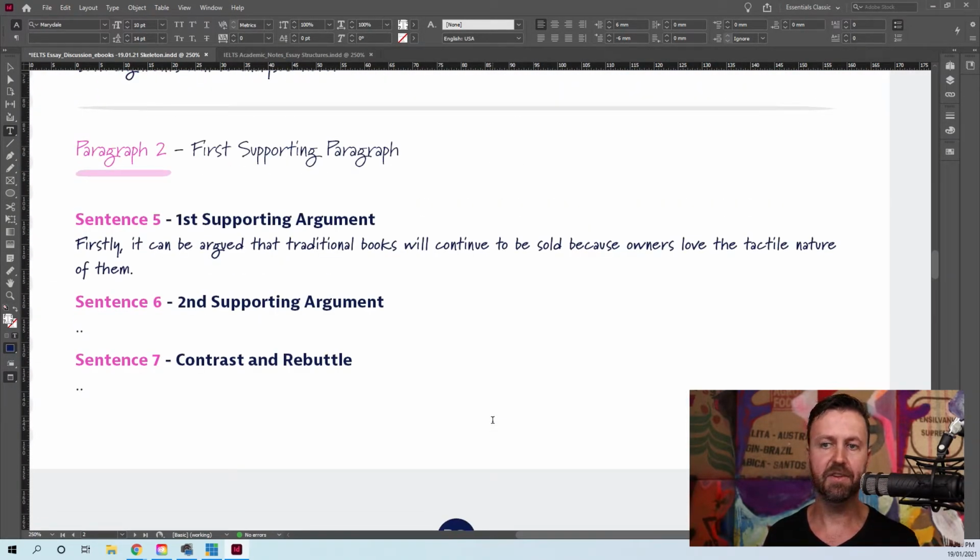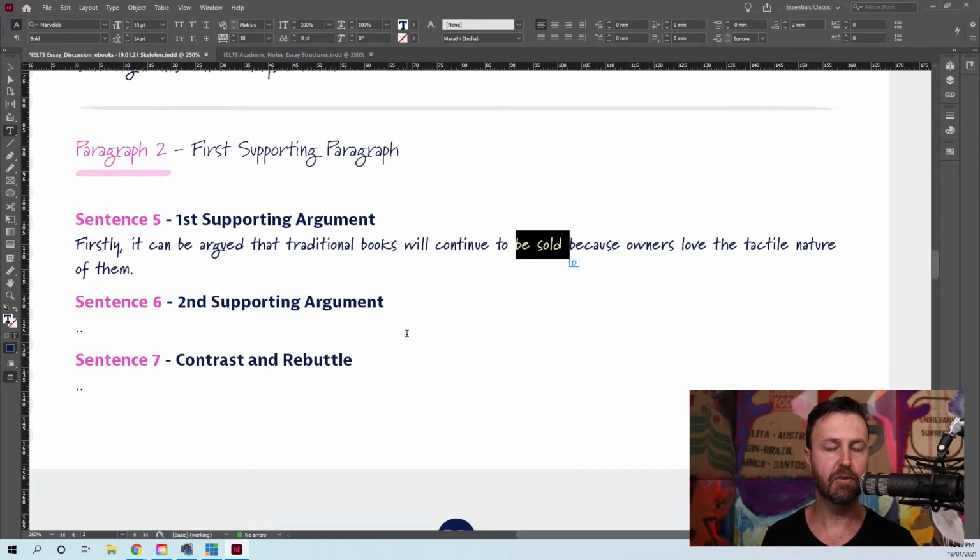And look at this one. So firstly, it can be argued that traditional books will continue to be sold because owners love the tactile nature of them. We've got passive grammar here, and this is quite useful to show the examiner that we know how to do passive. So passive grammar versus active grammar, a typical situation would be: the policeman arrested the criminal. That's an active sentence. Or passive would be: the criminal was arrested.